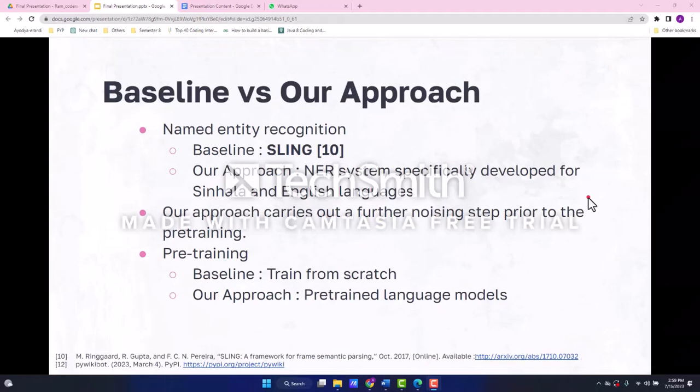Now let's look at how our approach differs from the baseline. In the baseline, SLING was used for named entity recognition, but at the moment SLING supports only 25 default languages, excluding Sinhala. So we assume that SLING is not performing effectively with the Sinhala language. Therefore, we use the NER system in our approach, which was done as a final year project by last year's group. It was specifically implemented for Sinhala and English languages. And also in our approach, we carry out a further noising step prior to the pre-training. For the pre-training task, they have used training from scratch, but in our approach, we use pre-trained language models for pre-training.